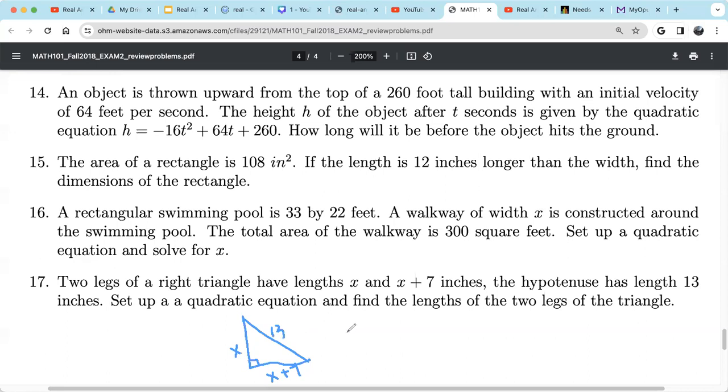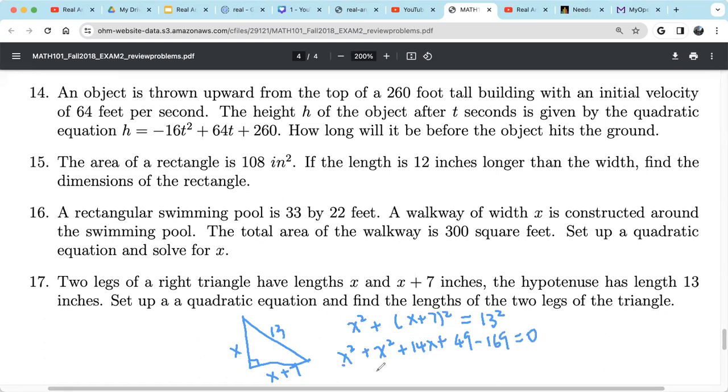By the Pythagorean theorem, we can form a formula. x squared plus the other leg squared, (x plus 7) squared, equals the hypotenuse squared. Expanding the perfect square: x squared plus 2 times the first one times the second one, which is 14x, plus the second one squared, which is 49. Then we move 13 squared, which is 169, to the other side. The right-hand side is 0.